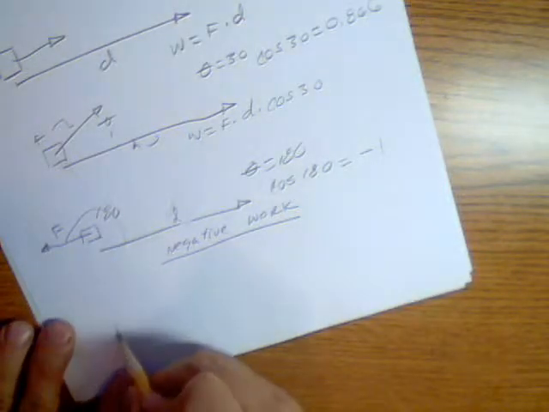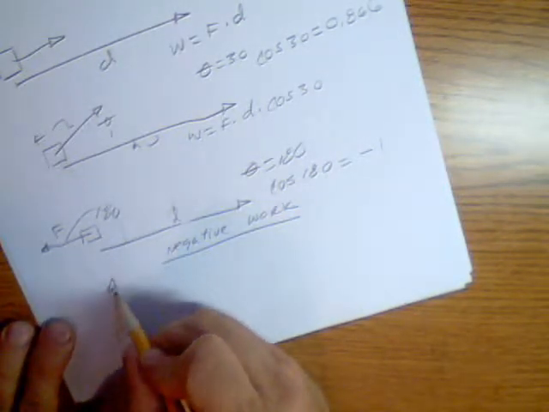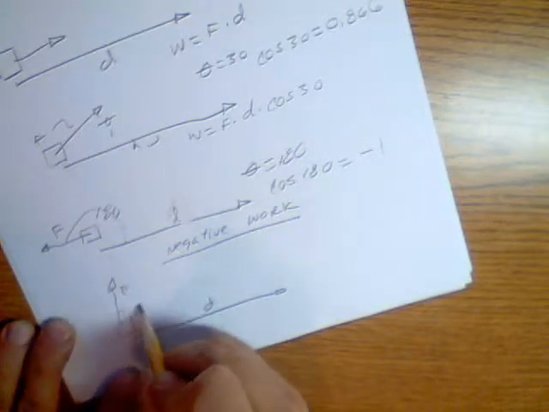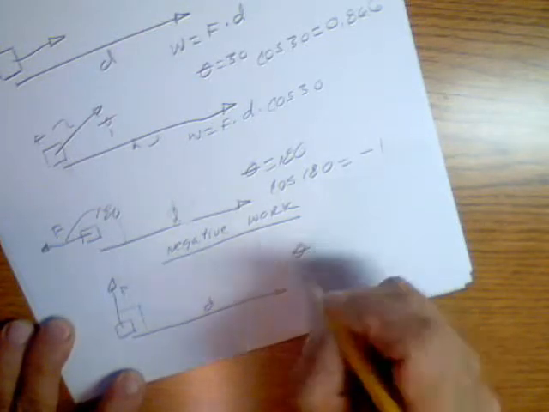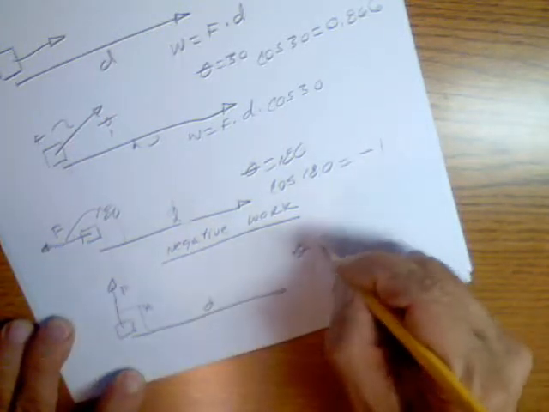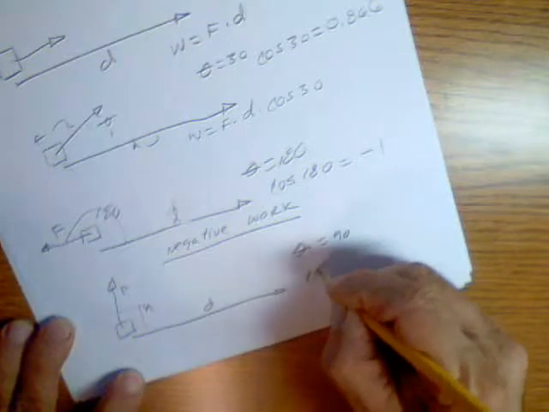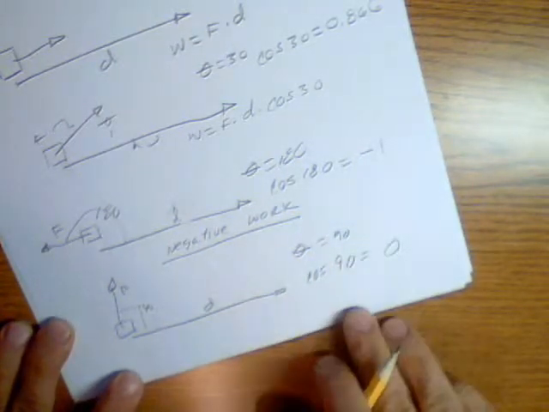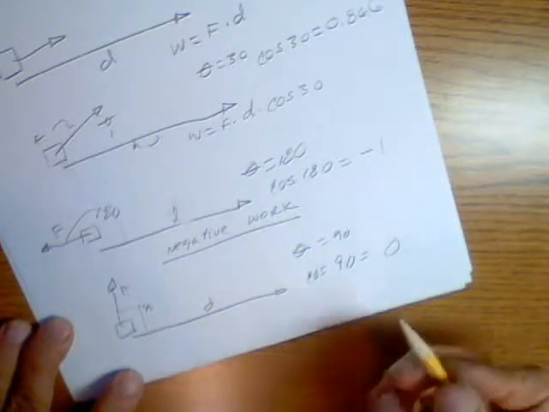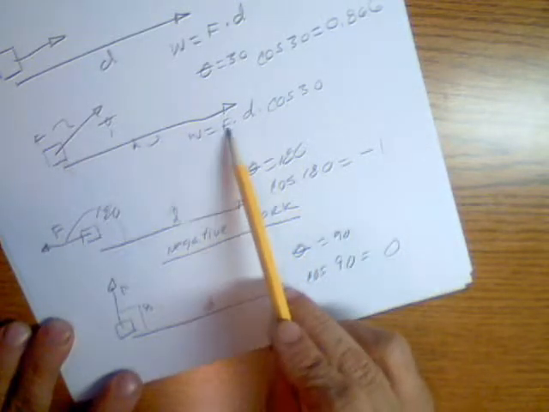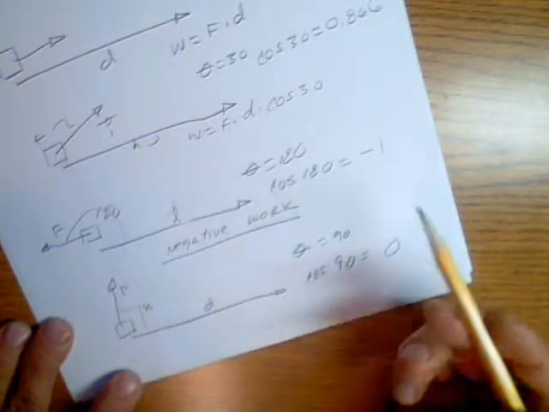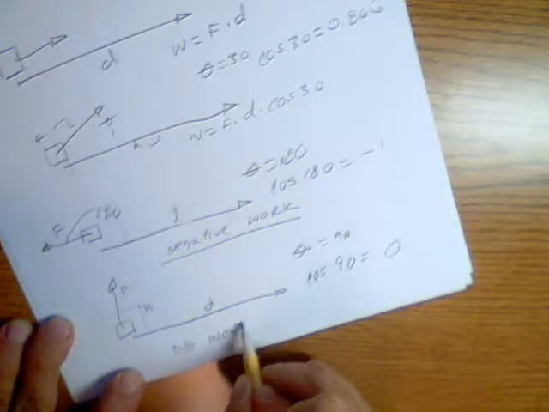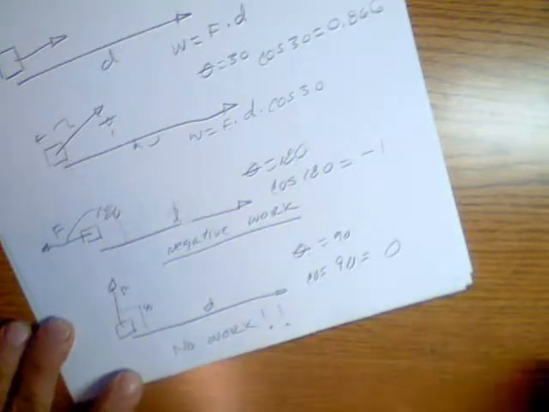Now, what if here's our displacement, here's our force, and the angle happens to be 90 degrees? Well, the cosine of 90 equals 0. So you're doing no work, because you're going to multiply force times distance times 0. So the work is going to be 0. So there's no work.